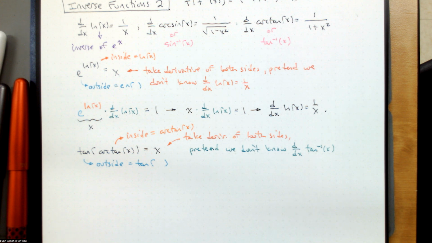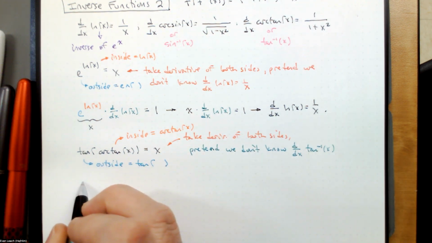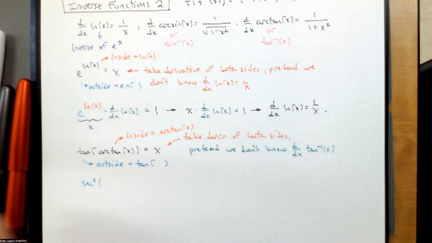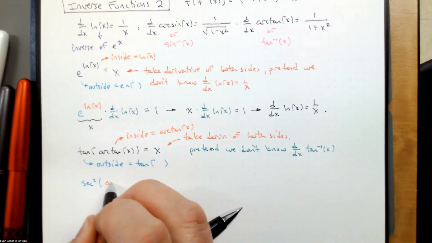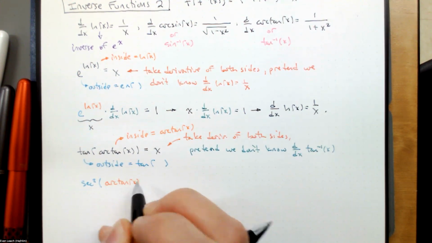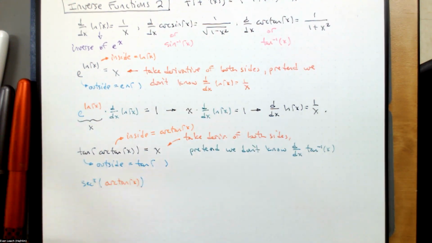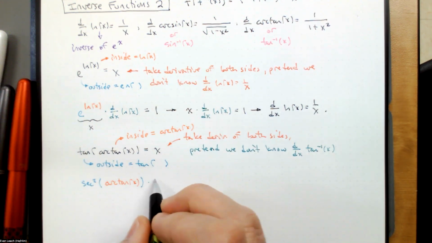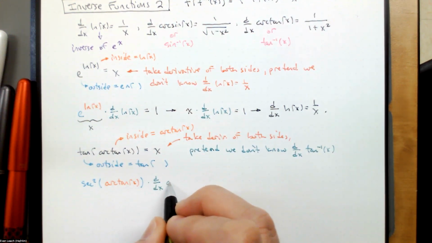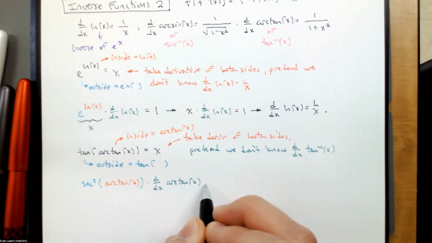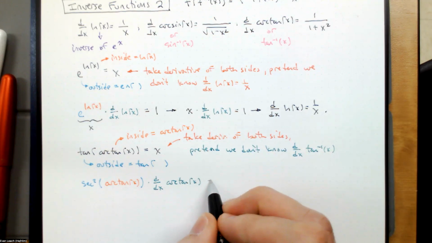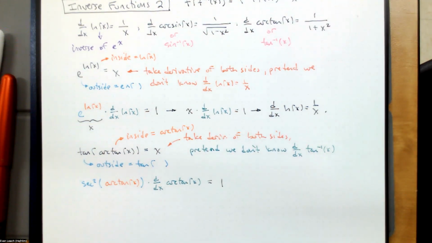We're still going to do the same thing. We're going to take the derivative of the outside with respect to the inside and then multiply by the derivative of the inside, which we presumably don't know. So the derivative of tangent of a thing is secant squared of that thing times the derivative of that thing, which we are pretending that we don't know. On the other side, the same thing happens. At least we can count on good old x to have a derivative of 1. So I'm just using the chain rule on the left.